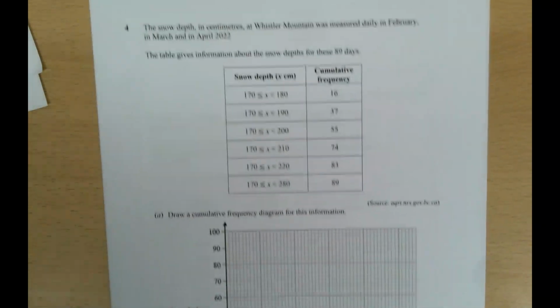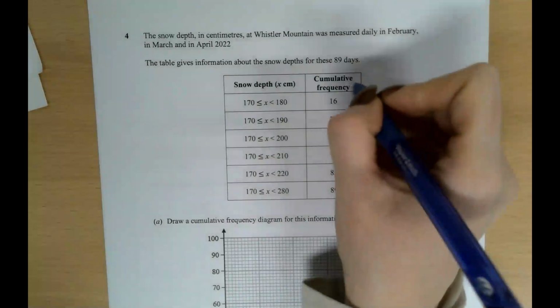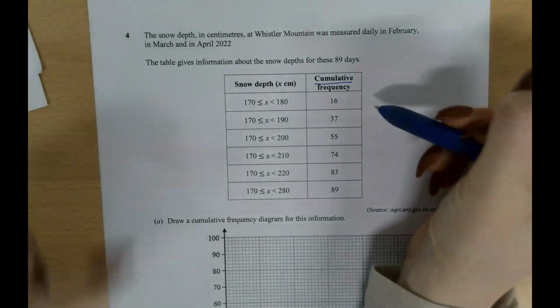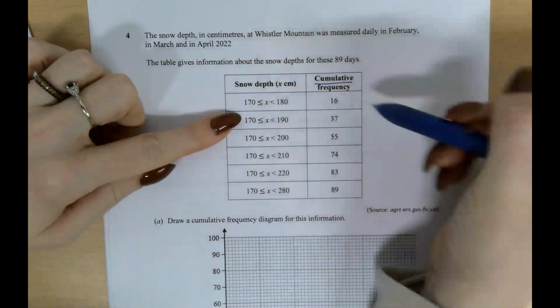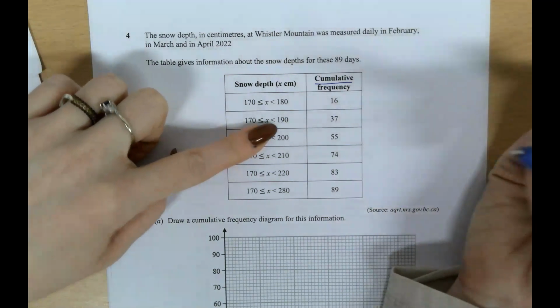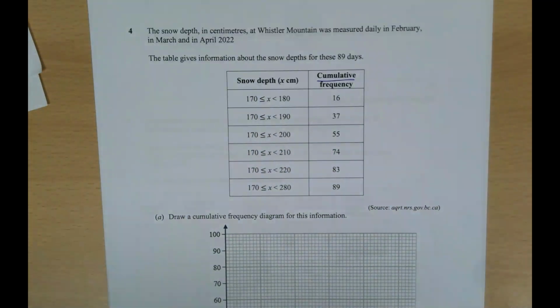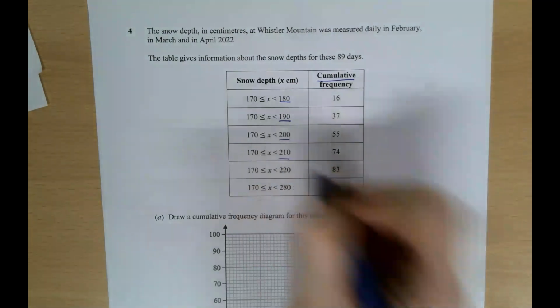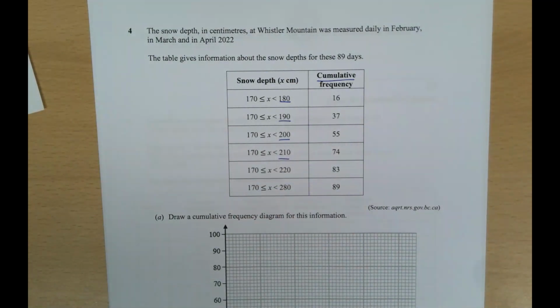Okay, moving on, we've got a cumulative frequency. So remember, the cumulative effect of something, the adding up effect of this. So we can see that between 170 and 180, we've got 16 people. Between 170 and 190, we've got 37 people, and so on. Remembering with a cumulative frequency diagram, we are plotting on the end points here. Always plotting on the end points with something like this.